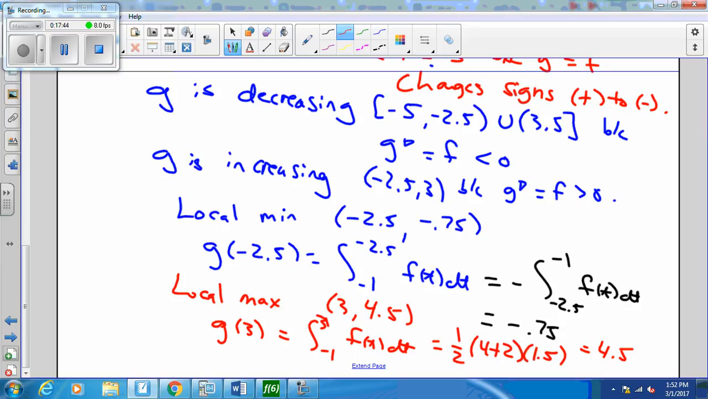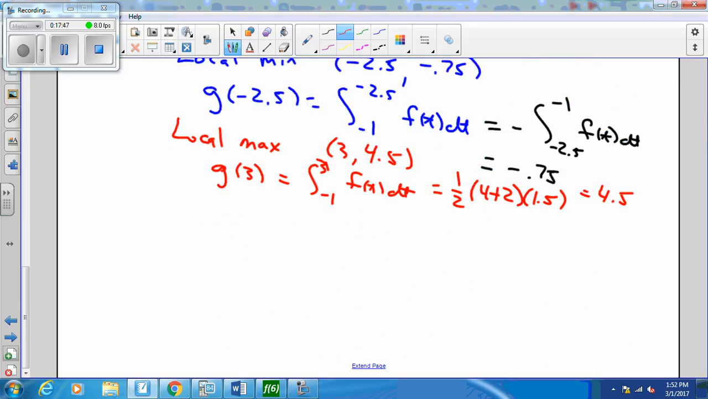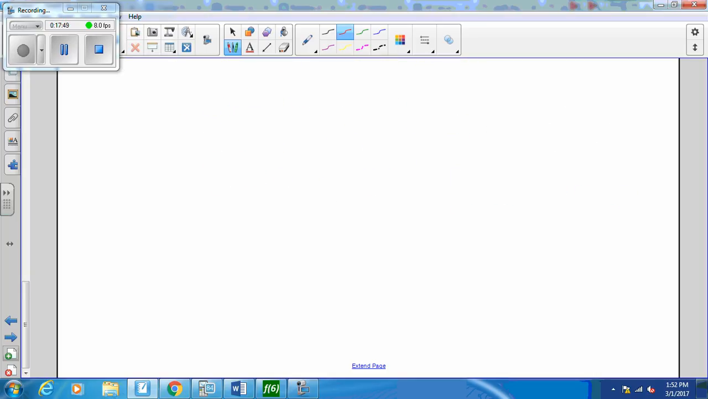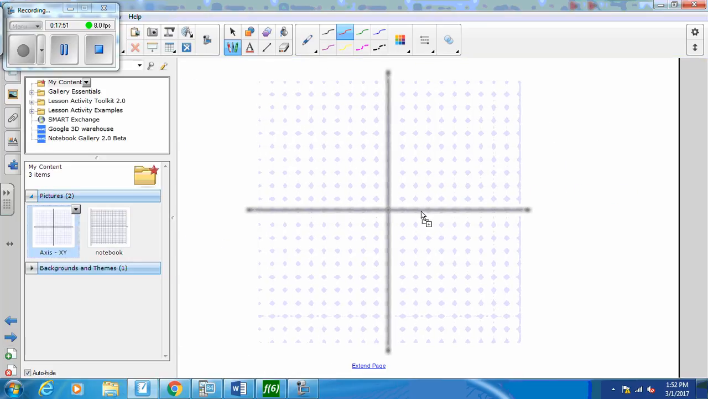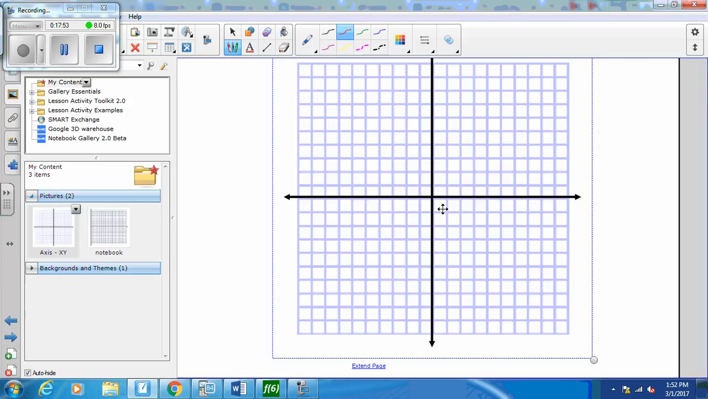So we have 1, 2, 3 points. We have our initial point, negative 1, 0. We have a local min. We have a local max. And that's enough for a sketch. Here we go.